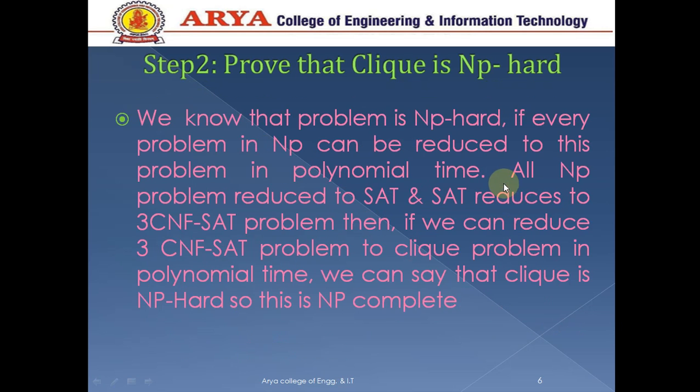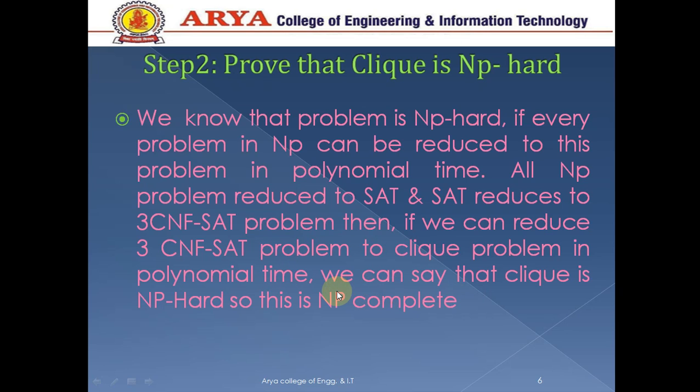For the second step, to prove that clique is NP-hard, we have to reduce the problem. We know that a problem is NP-hard if every problem in NP can be reduced to this problem in polynomial time. All NP problems reduce to SAT, and SAT reduces to 3CNF SAT. If we can reduce the 3CNF SAT problem to clique in polynomial time, then we can say that clique is NP-hard.